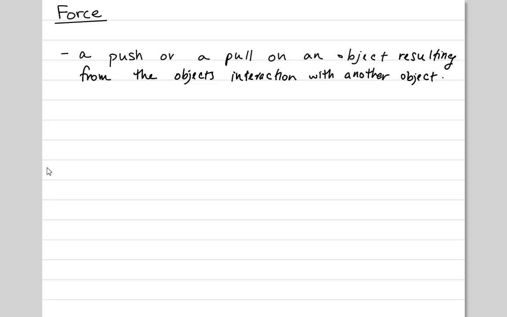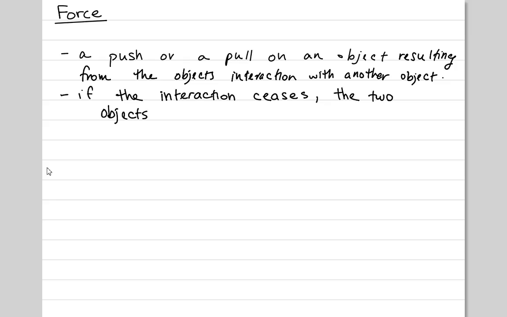Okay, so just jot that down. If the interaction ceases, you know that word? Cease? Stops. If the interaction ceases, the two objects no longer experience the force. Okay, so forces only exist as a result of an interaction.